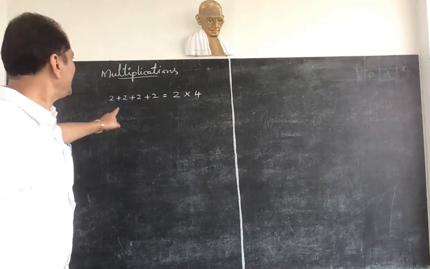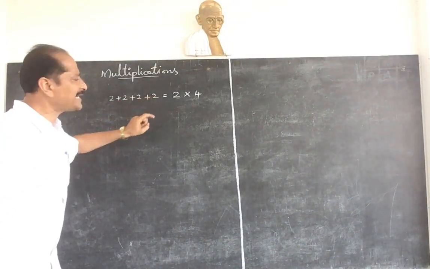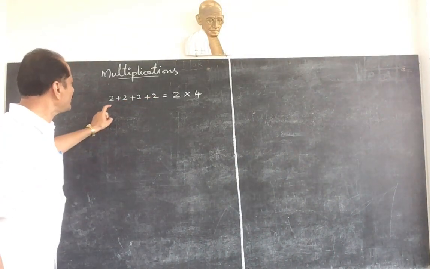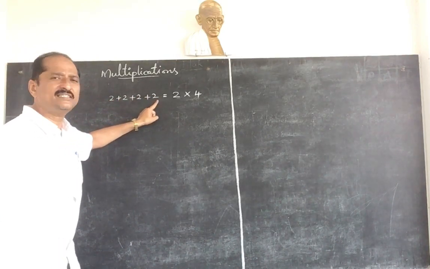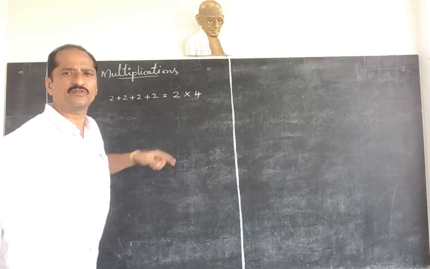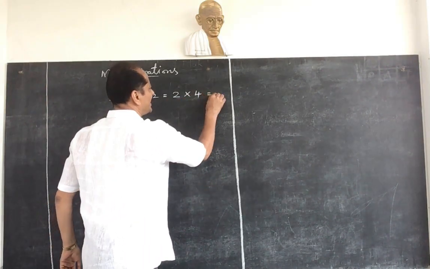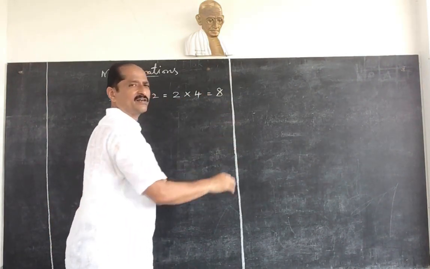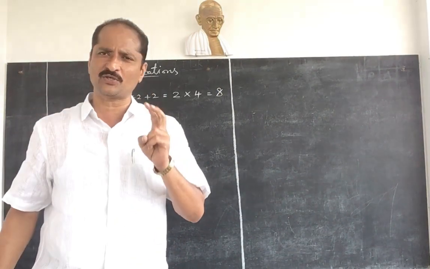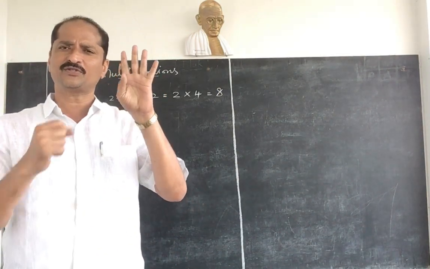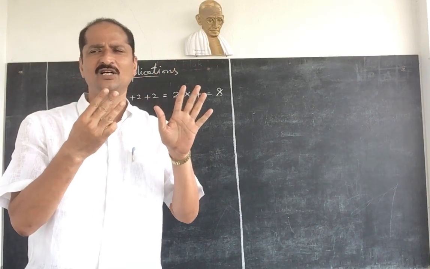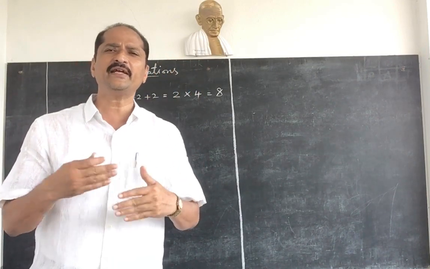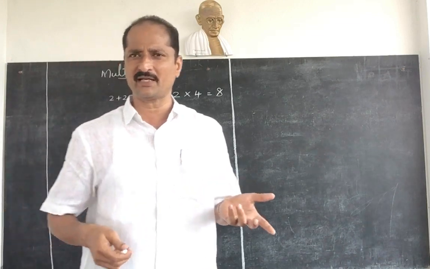Here, we are adding 2. How many times have we added 2? We added 2 one, two, three, four times. So this is to be multiplied, meaning 2 into 4 is equal to 8. 2 4s are 8 we can call. Or otherwise, 2 plus 2 is 4, 4 plus 2 is 6, 6 plus 2 is 8. Like this also we can add. So repeated addition is nothing but multiplication.